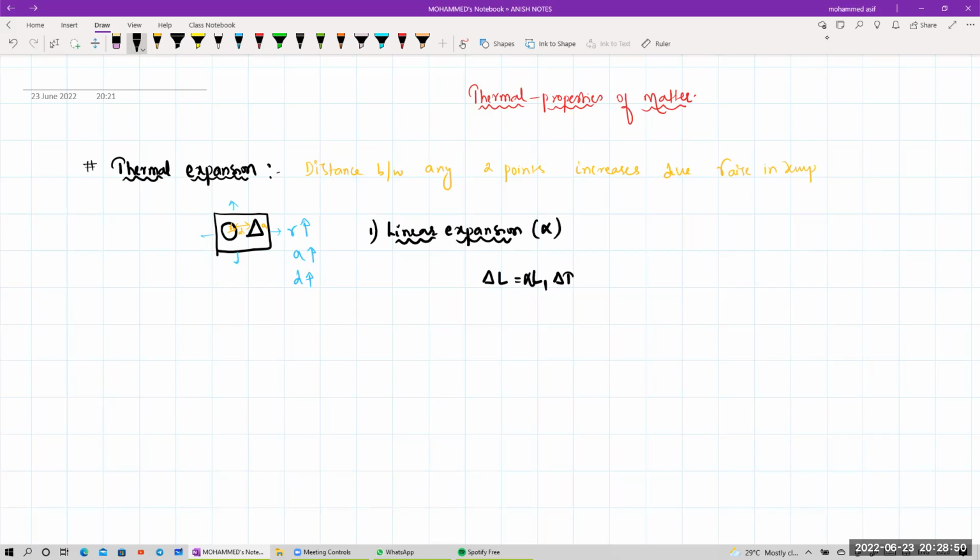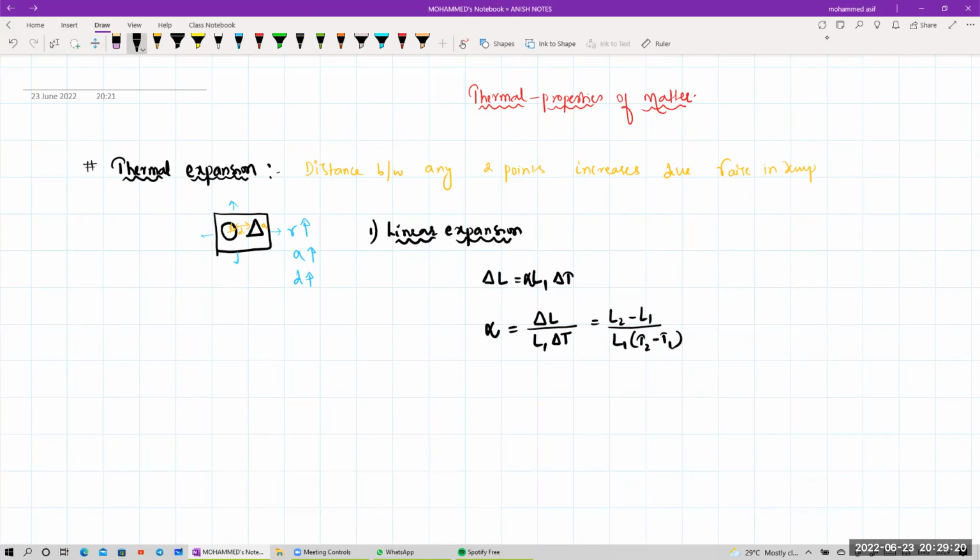Alpha is known as what? The coefficient of linear expansion. What is the value of alpha? That means alpha is equal to the change in length divided by the original length times the change in temperature. I can write this as L2 minus L1 divided by L1 times the temperature difference T2 minus T1. That will be your alpha.